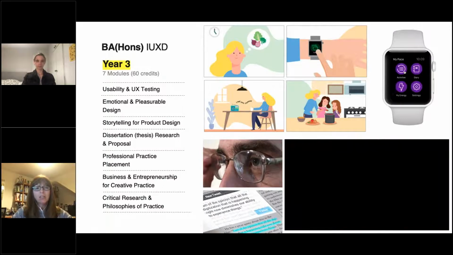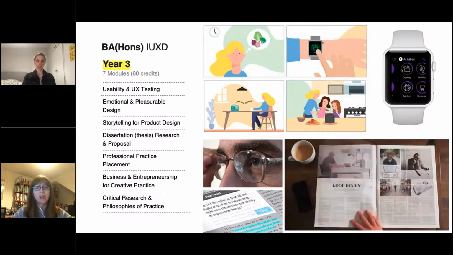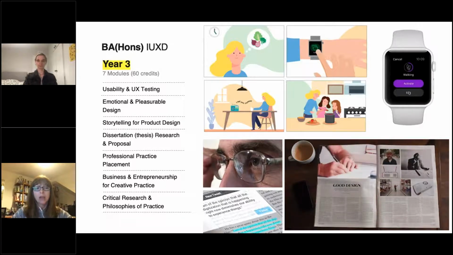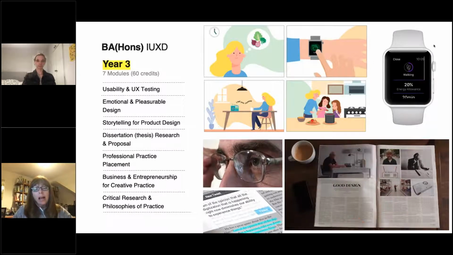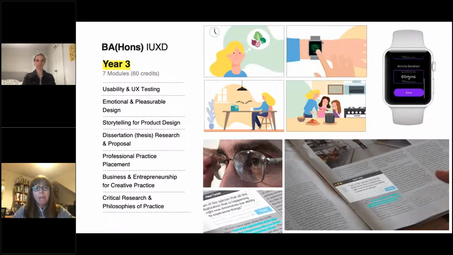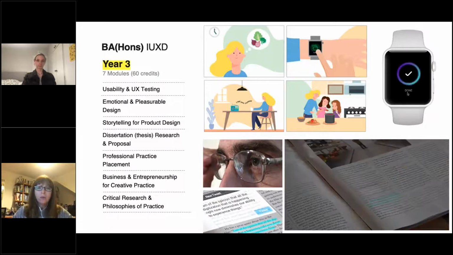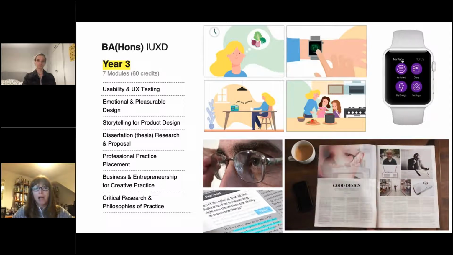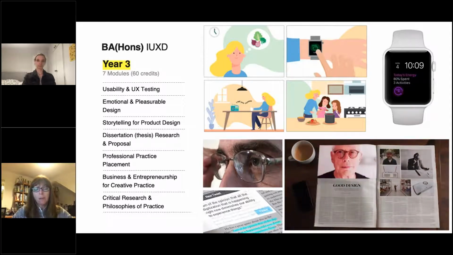We also study things like human emotions and pleasure, and how do we design for those areas? How do we tell stories? Product design. But you'll spend one semester doing a work placement as well, so professional practice. And if you don't do a work placement, you will be working on live projects for industry and competitions, okay? So there's a real preparation here around doing design work for the real world.